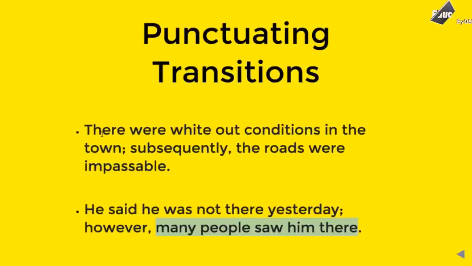The first example, there were white-out conditions in the town. Subsequently, the roads were impassable. So they are both independent clauses joined by a transition word. So in using a transition word, you have to use a semicolon, a transition word, and a comma after that. When you use a conjunction word, you have to use a comma and a conjunction after that and one independent clause.